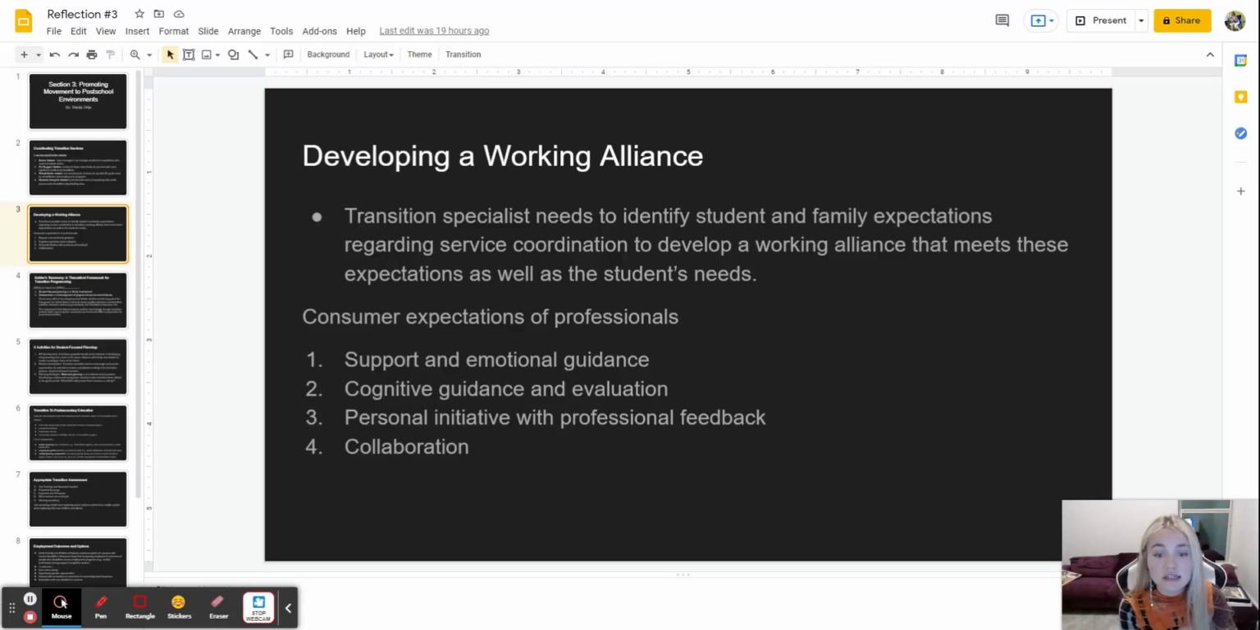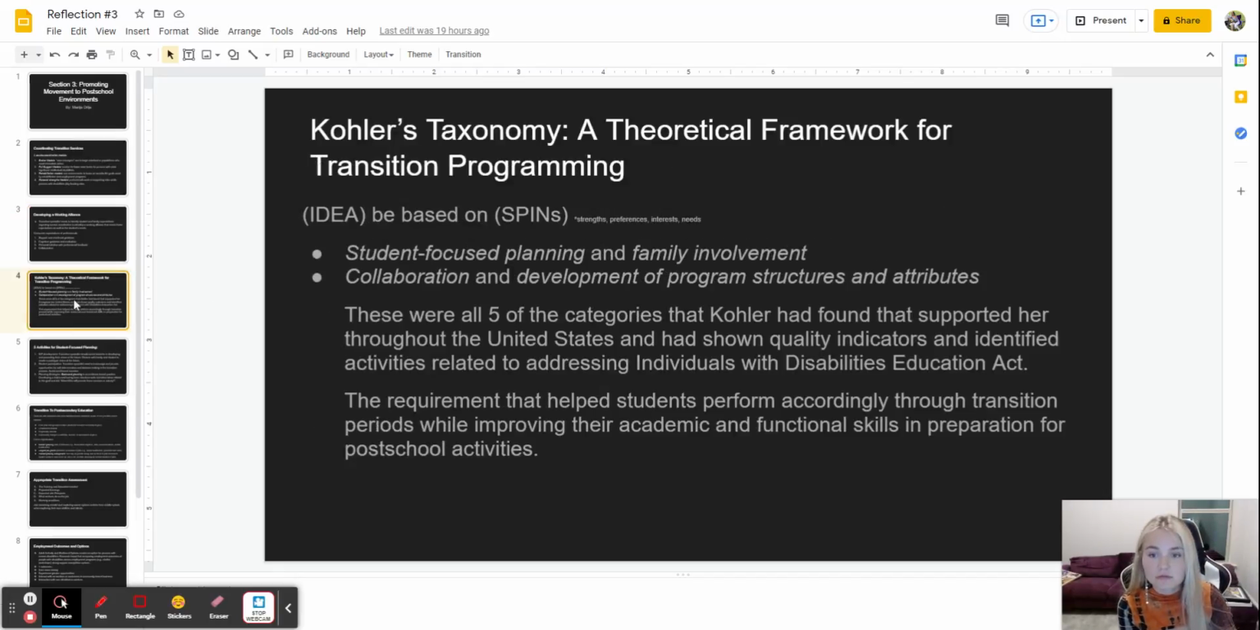Transition specialists need to identify student and family expectations regarding service coordination to develop a work alliance that meets these expectations as well as the student's needs. Consumer expectations of professionals are support and emotional guidance, cognitive guidance and evaluation, personal initiative with professional feedback, and collaboration.